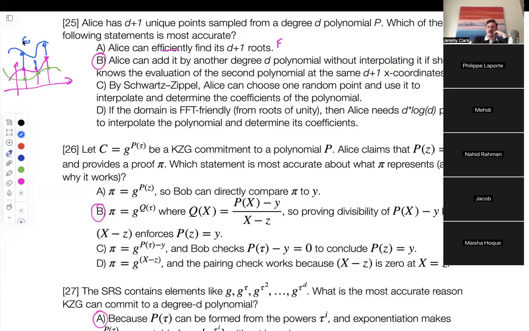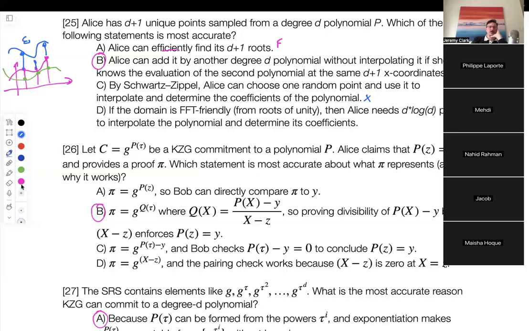And I just know it at those 3 points. But then, if I need to get coefficients, I can interpolate it. I have enough information, I've fully specified what this blue polynomial is. So I don't have to go back to coefficients and then come back. I can just add them directly. By Schwartz-Zippel, Alice can choose one random point and use it to interpolate and determine the coefficients of the polynomial. So you cannot do that.